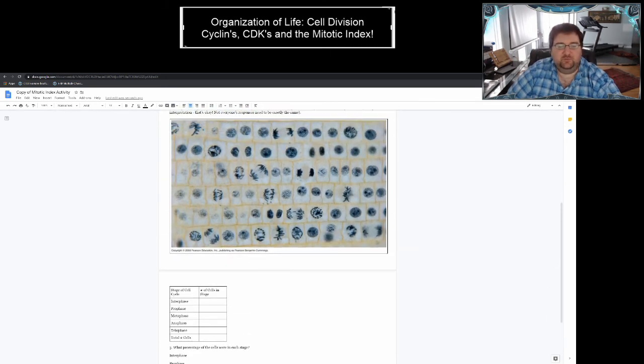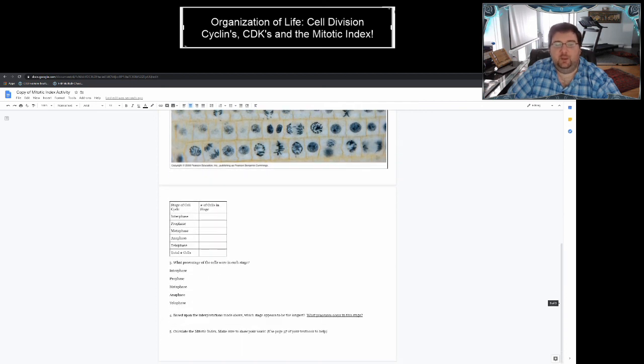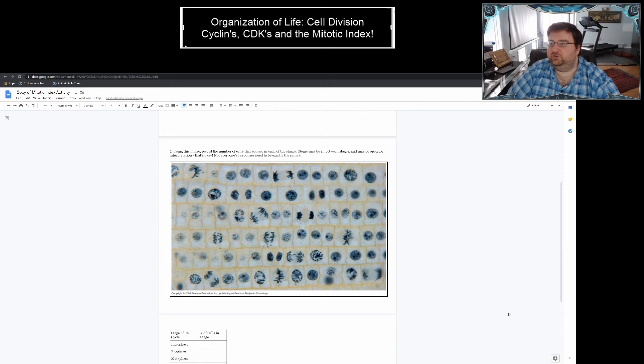So you're going to try to figure out how many cells are in each of the phases. So you're going to have to do some labeling here. Which ones are in interphase, which ones are in prophase, metaphase, anaphase, and telophase, and how many cells do we have in total? Then you're going to find the percentages. What percent of all cells are in interphase? Is that 50% of all cells? Right? So you're going to do some calculations here and then answer these two analysis questions, including calculating your mitotic index.